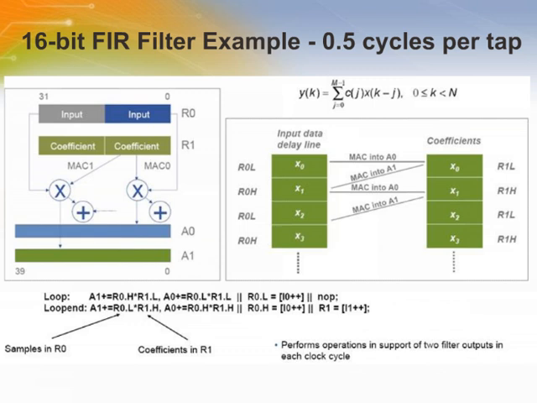Blackfin is optimized for doing operations such as FIR filtering or FFTs. Here is an example of a 16-bit FIR filter. In fact, there is an input data stream and two filters are applied to the same data stream. R0 and R1 are used as the two input registers. R0 contains two pieces of 16-bit input data. R1 contains 16-bit filter coefficients. The data is in the delay line.